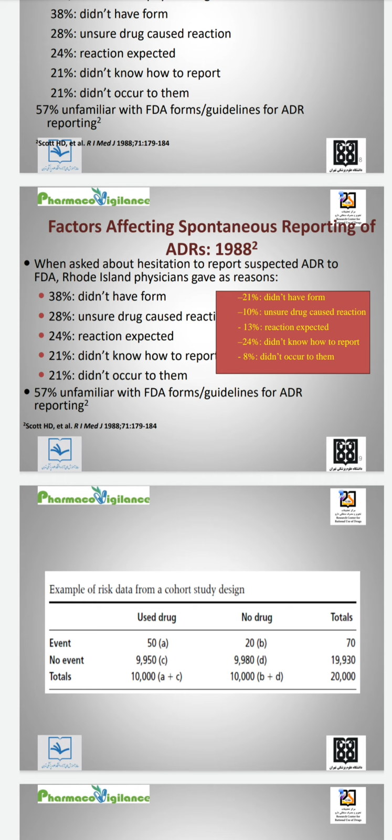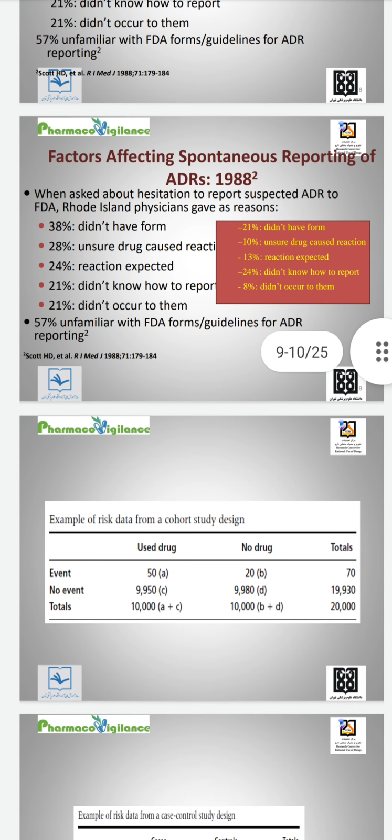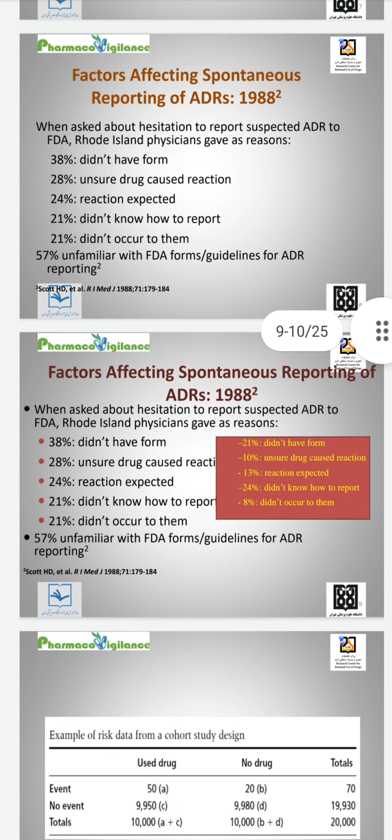When asked about hesitation to report suspected ADRs to the FDA, Rhode Island physicians gave as reasons: 21% didn't have a form, 10% were unsure the drug caused the reaction, 30% said the reaction was expected, 24% didn't know how to report, and 8% said it didn't occur to them. These were factors affecting reporting in 1988.